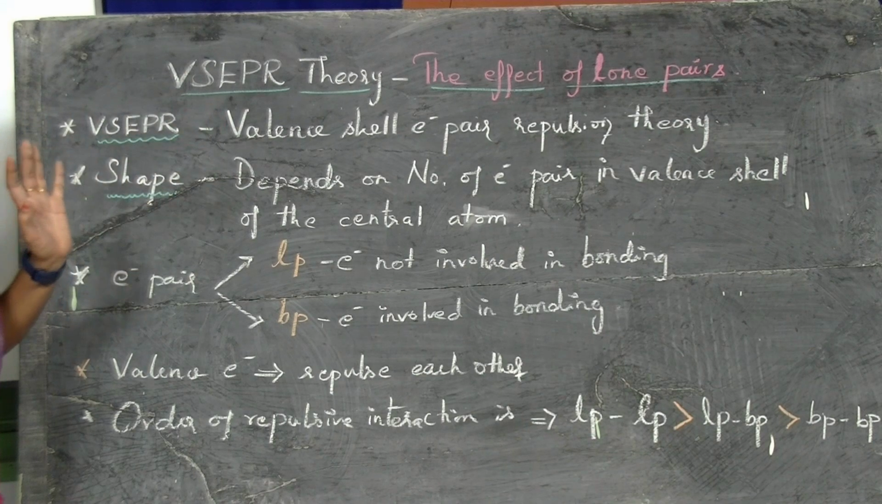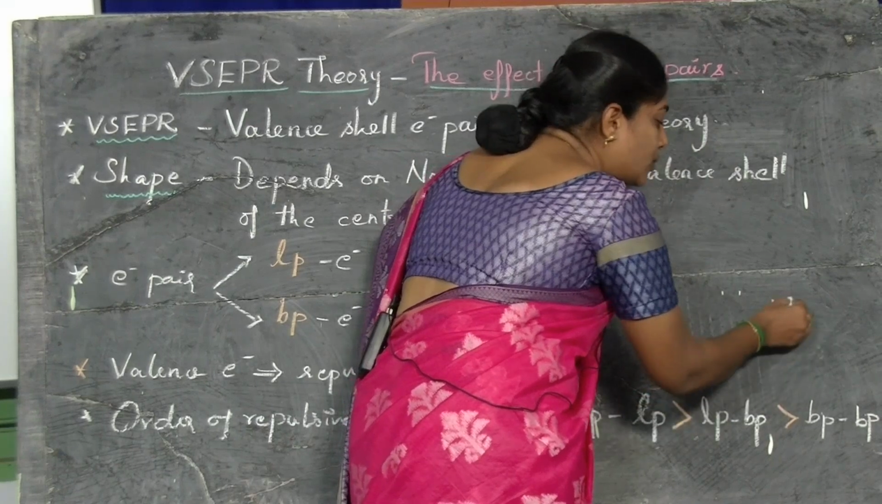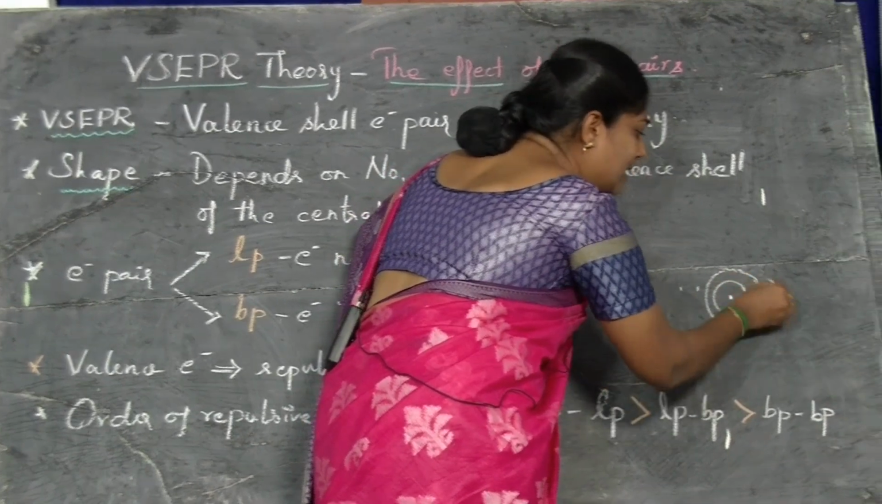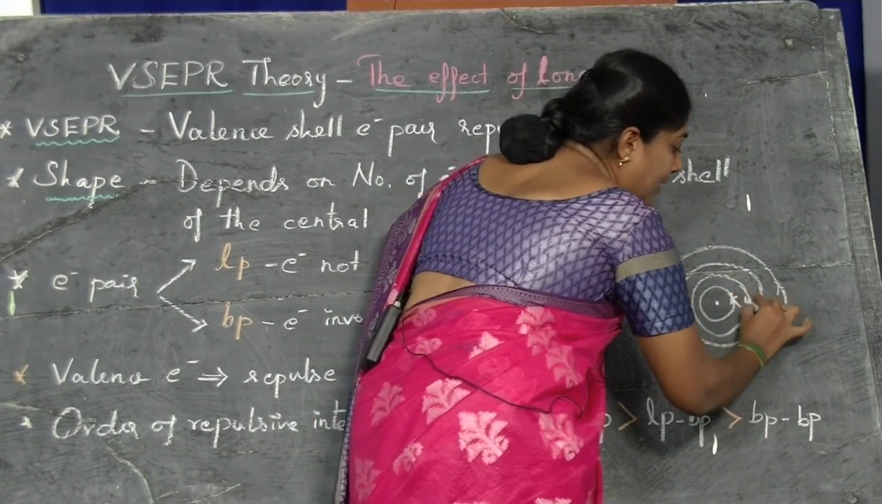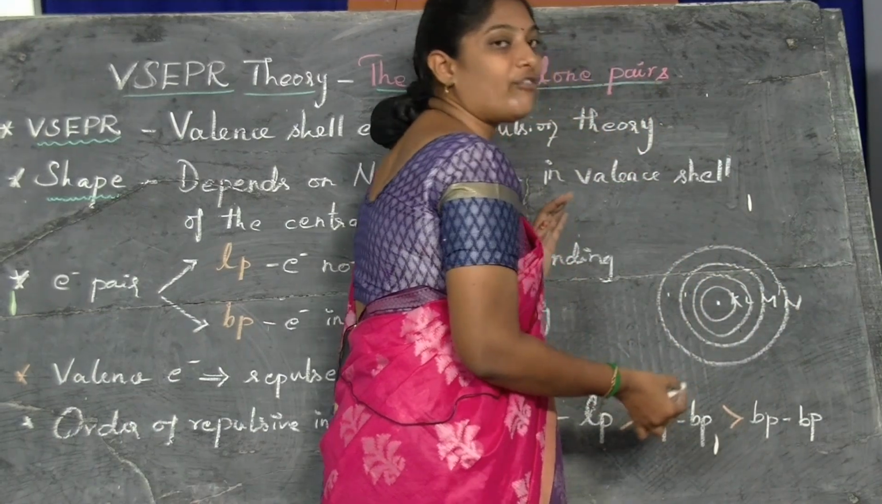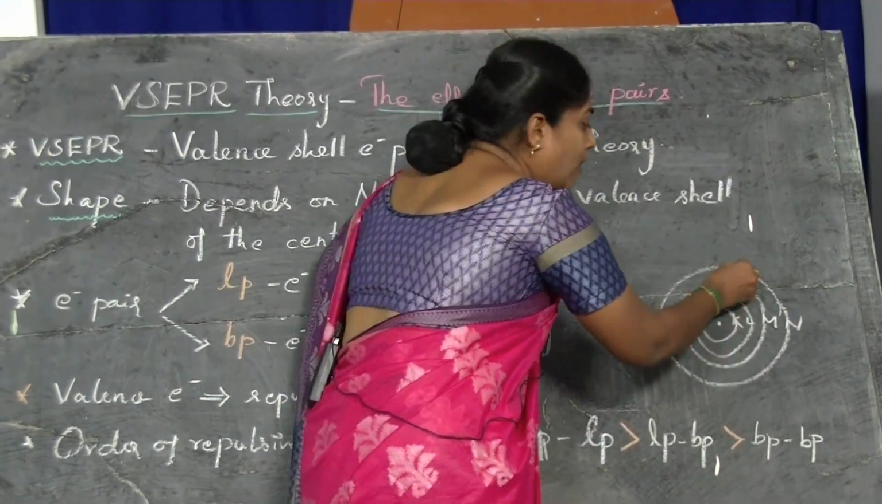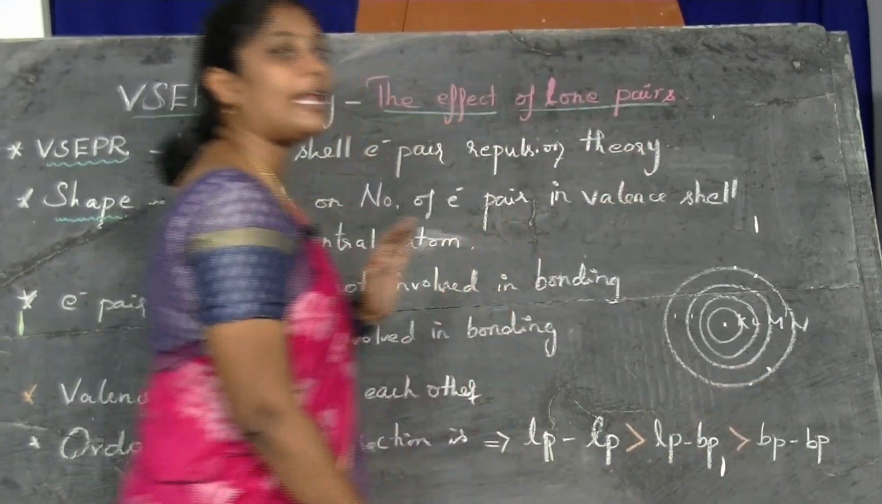So what is the valence shell? Consider this is an atom. An atom consists of several shells like K, L, M, N. The outermost shell is nothing but the valence shell. The electrons which are present in the valence shell are said to be the valence shell electrons.